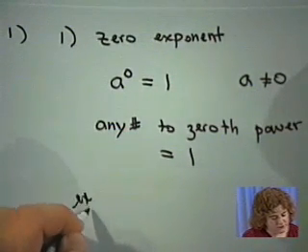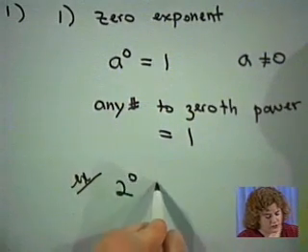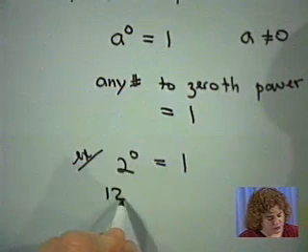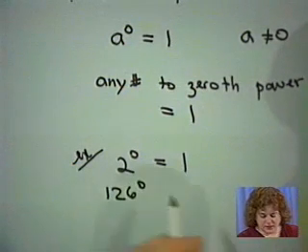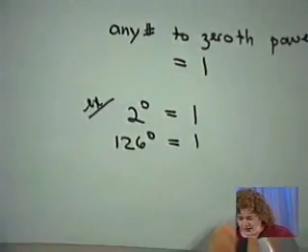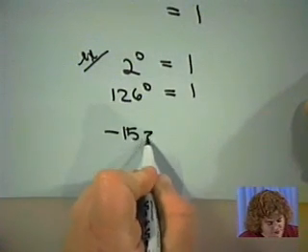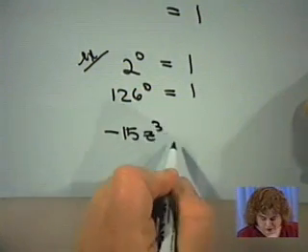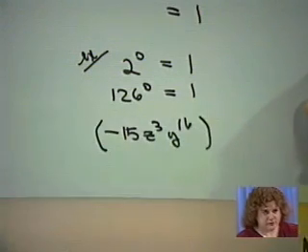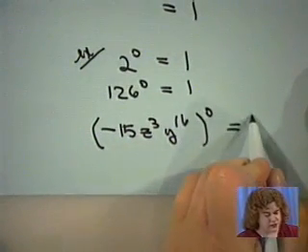Some examples, just rewriting some numbers. If we have 2 to the 0th power, that is going to be equal to 1. If we have 126 to the 0th power, that is going to be equal to 1. If we have a really fun-looking number like negative 15, make a big expression out of this one, z to the 3rd, y to the 16th power, and we take that entire expression and raise it to the 0th power, again, it all goes away very handily to 1.